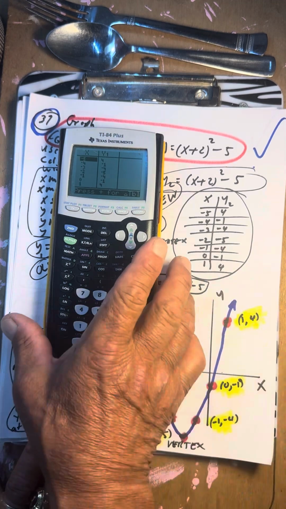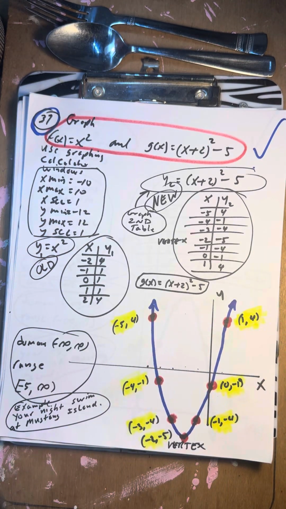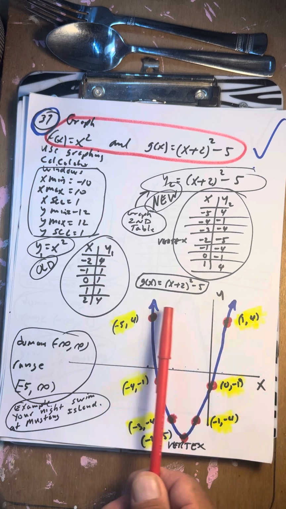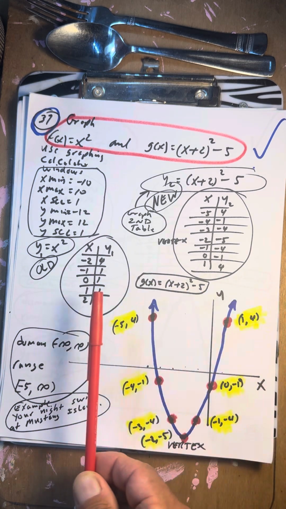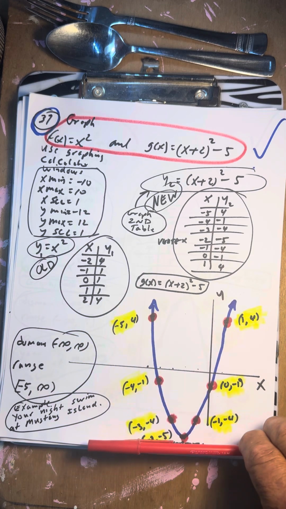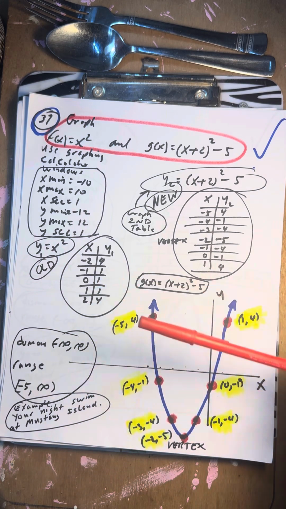Got it? And domain, negative infinity to infinity, range from negative 5 this way. Okay, domain, anywhere you want. Range starts, lowest number is negative 5, up. Okay.